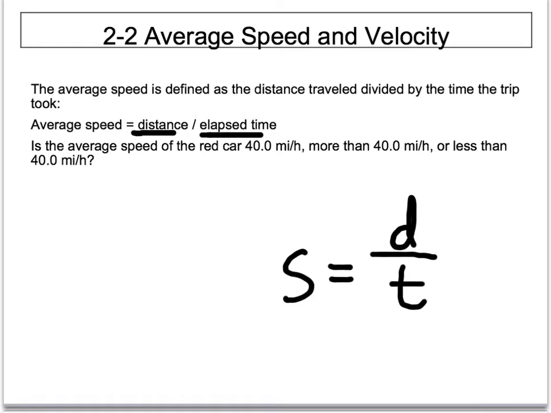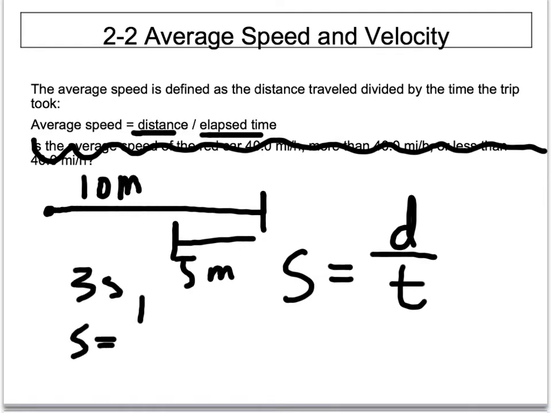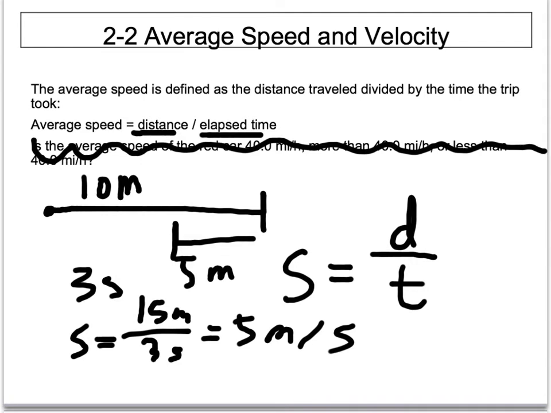So think about this question. Actually, you know what? I don't know why I put that on there. Let's just get rid of that. There is no red car on this slide. You need to know the definition of average speed, total distance over total time. So if I went 10 meters forward and 5 meters back, and that whole thing took me 3 seconds, speed is total distance 15 meters over time 3 seconds, 5 meters per second. Okay, average speed.